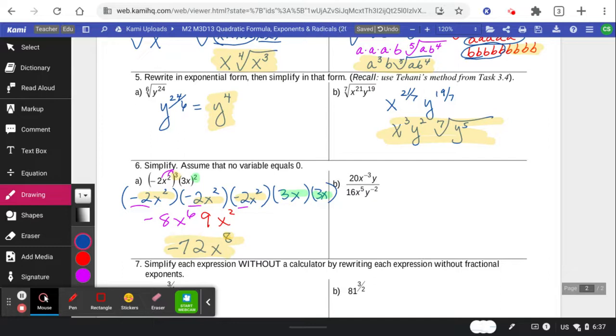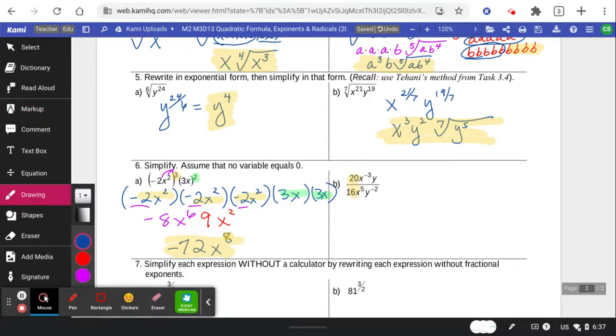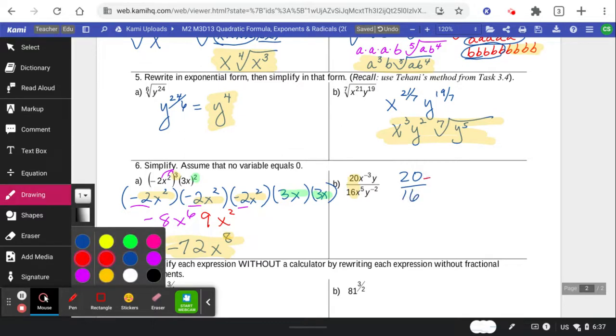All right, next one. Let's look at the subtract rule when we're dividing. But this number that's in front, you guys, this is just a straight up fraction. So think of it separate. Like, how would I reduce 20 over 16? Both these can be divided by 4. So 20 divided by 4 would be a 5 on top. 16 divided by 4 is going to reduce down to just 5/4.